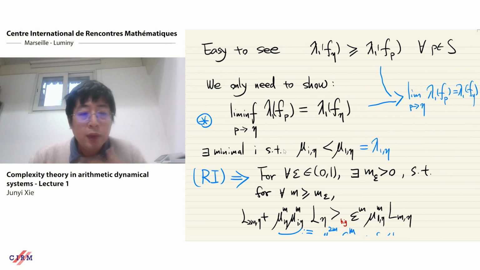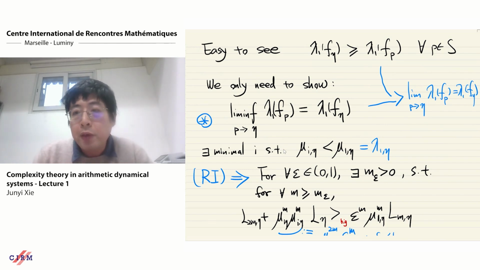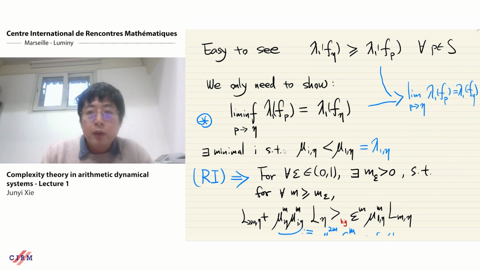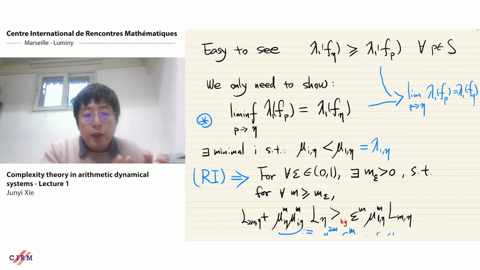Okay. So the idea is the following. You first pick a minimum. There is a minimum I such that mu I eta is strictly less than mu 1 eta. We just do this computation at the generic fiber. So you have first I such that the Lyapunov exponent jumps down, and then you apply the recursive inequality for this index.